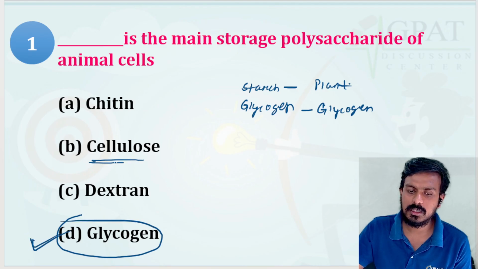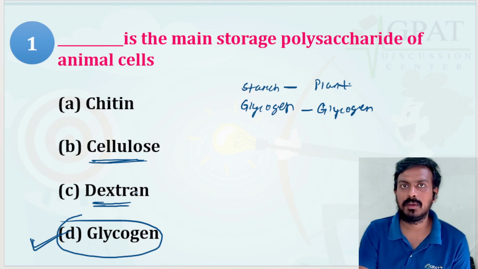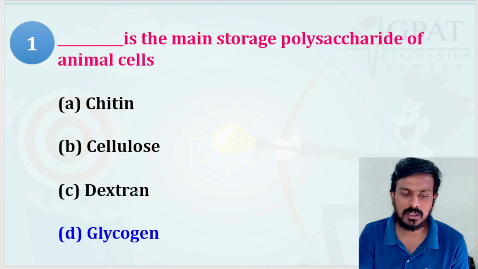Cellulose is made up of plant cell. Dextran is used as a plasma volume expander. Option D is the correct answer.